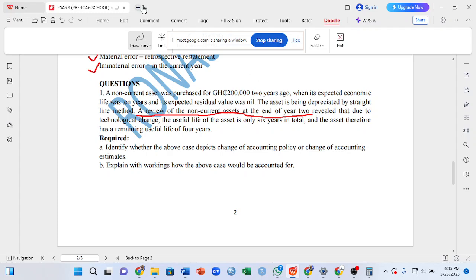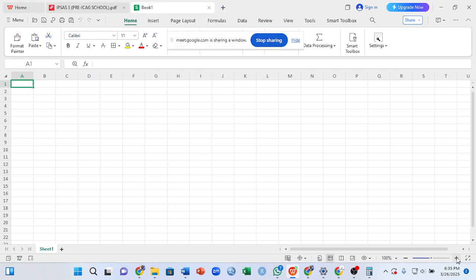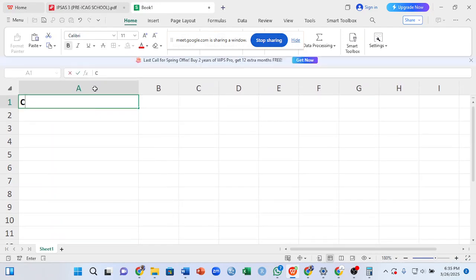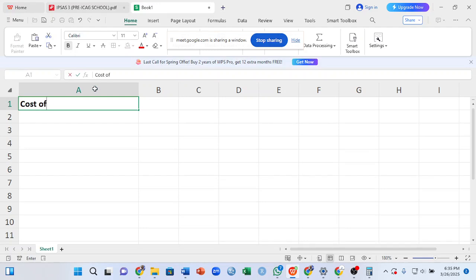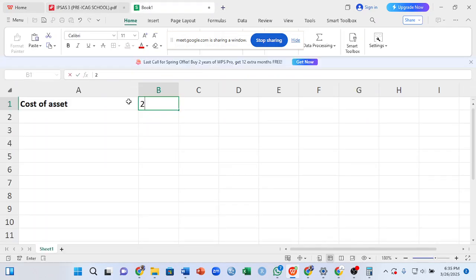So going to our solution, let's start with the solution. What we need to do is to bring the cost of the assets. We're given the cost of the asset to be 200,000. Now we need to get the carrying amount before the change.